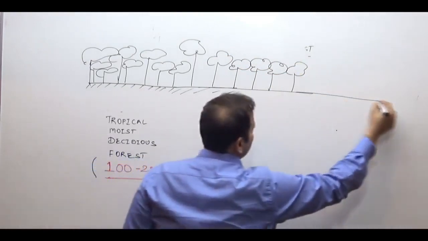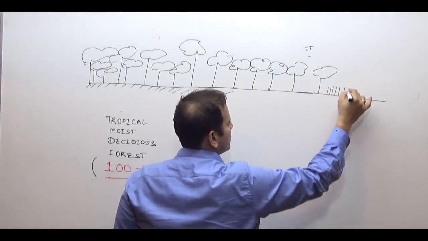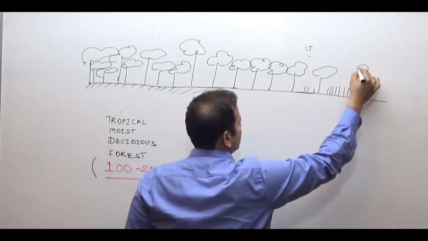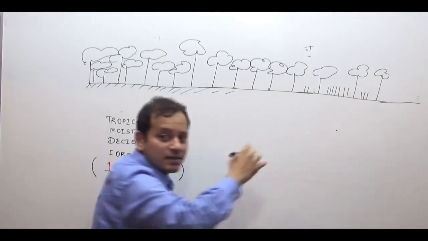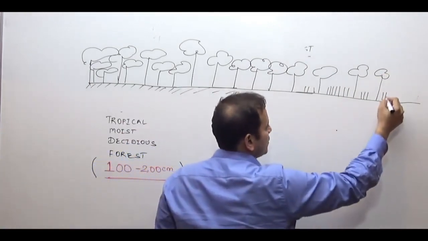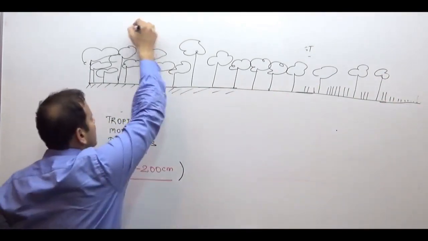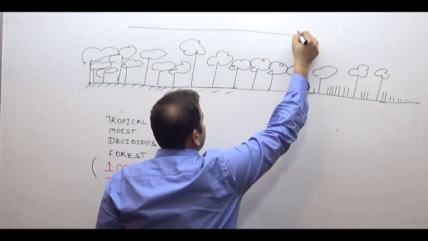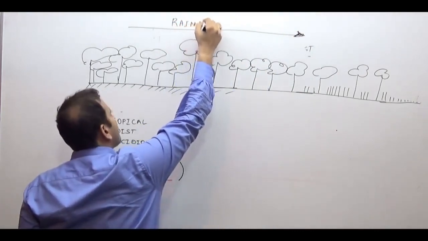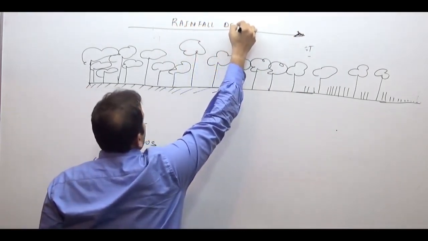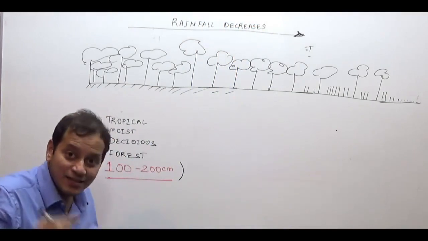Then is the tropical dry deciduous forest. A variety of grass, and then again some trees, grass, trees. And then as the rainfall decreases, you have just grasses, and then even no grass is there. So this is how the forests will be arranged anywhere in the world as rainfall is decreasing in the tropical region.